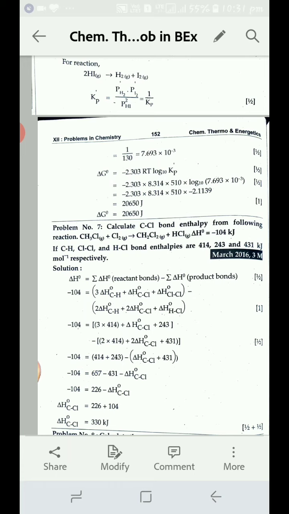Formula carries half mark, then which are the reactant bonds and product bonds, if you write that, then 1 mark. Substituting the values, half mark, and the final answer with unit, half mark for value and half mark for unit.